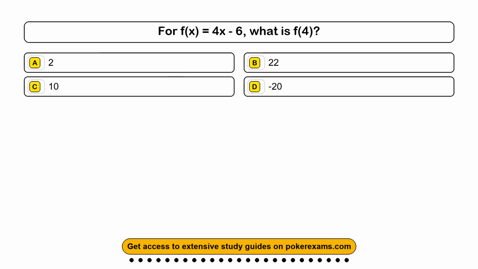Question 15. For f of x equals 4x minus 6, what is f of 4? Option A, 2. Option B, 22. Option C, 10. Option D, minus 20.